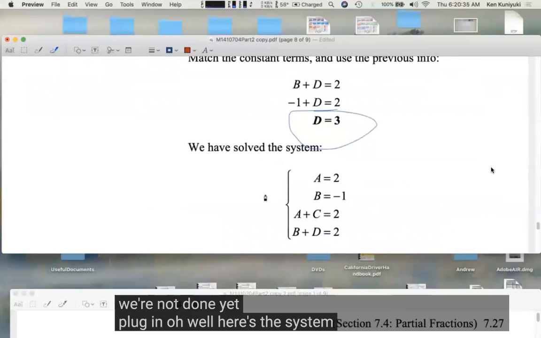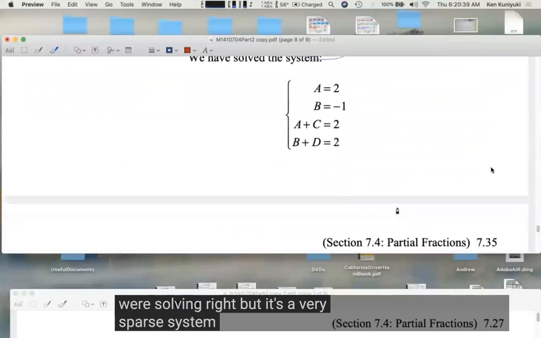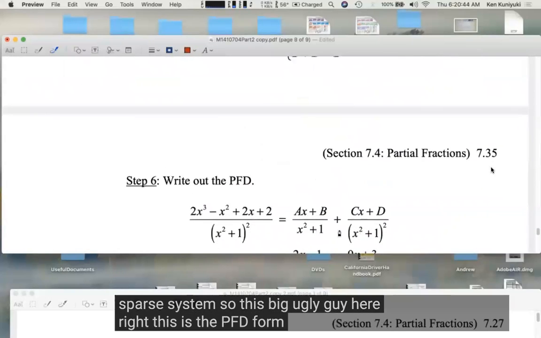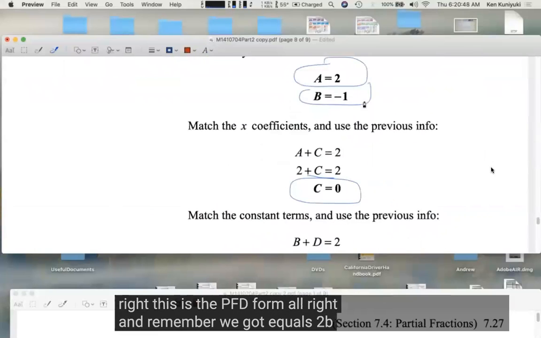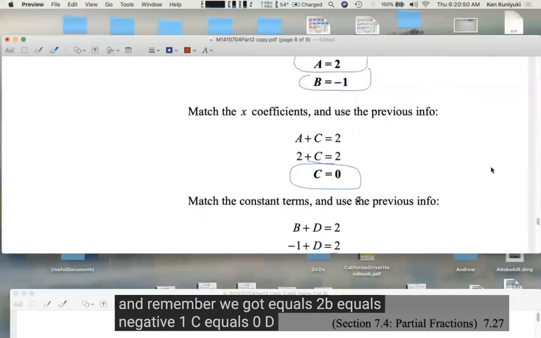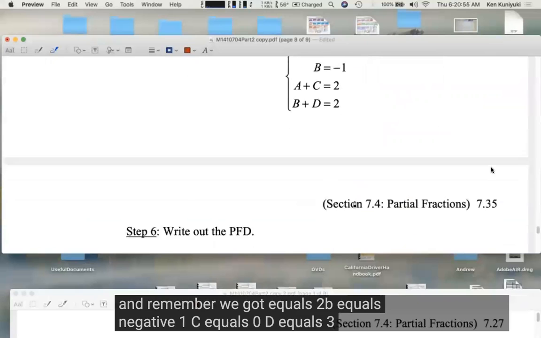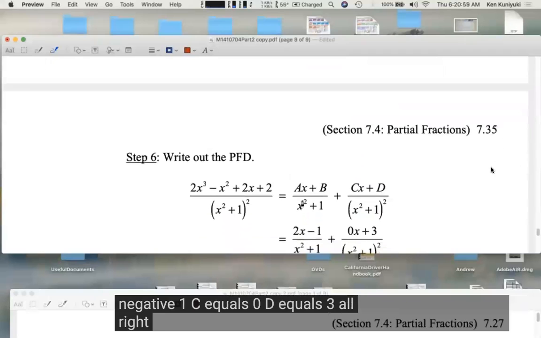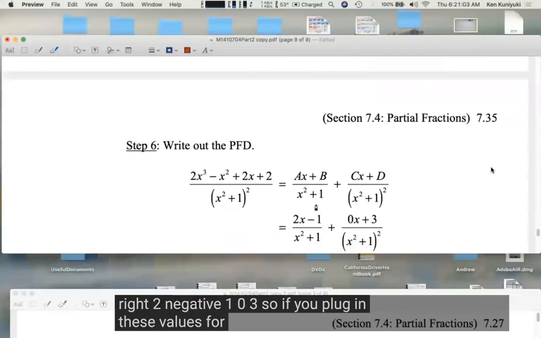Here's the system we are solving, but it's a very sparse system. So this big ugly guy here, this is the PFD form. And remember, we got A equals 2, B equals -1, C equals 0, D equals 3. So if you plug in these values for A, B, C, and D, you get this.